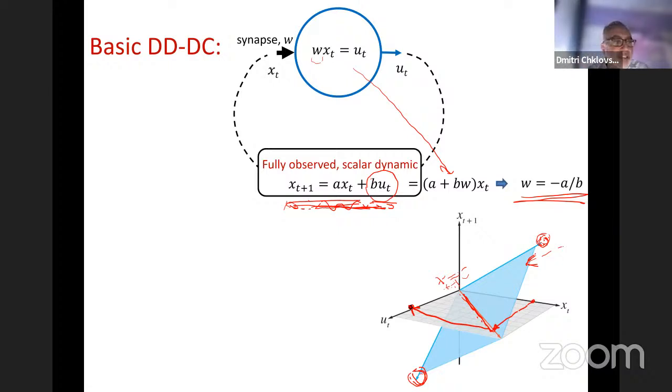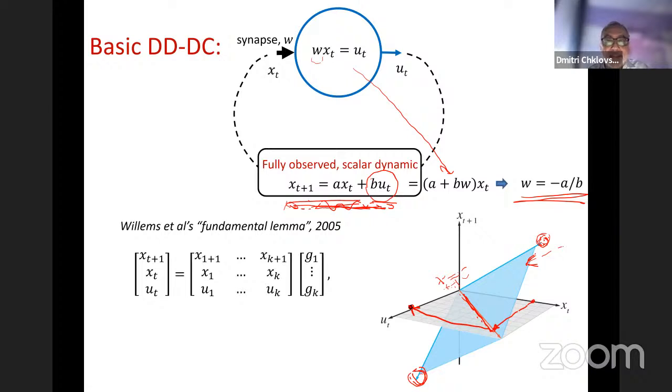Okay, so this was the geometric picture. Now let's move on to the algebraic description of the same thing. And that's based on this mathematical fact that any valid triplet of variables xt plus 1, xt, and ut can be represented as a linear combination of previously seen triplets with some unknown coefficients g.